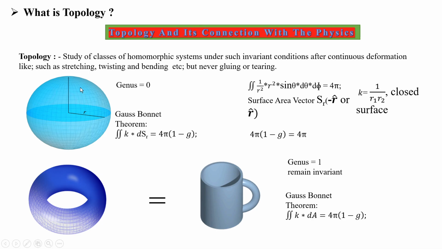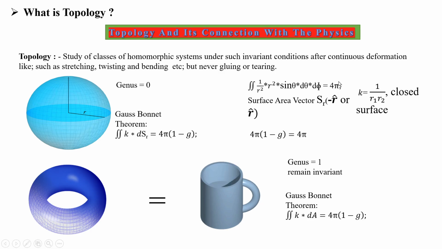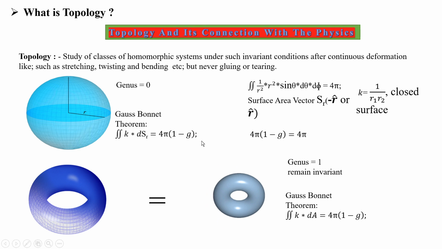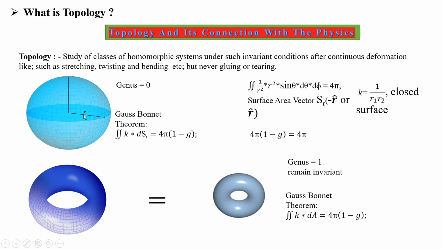And this is the example of the sphere, in which the genus is equal to 0. Applying the Gauss-Bonnet theorem here, this states that the surface integral is equal to 4 pi. So the Gauss-Bonnet theorem is applied here, and this states that the surface area of the sphere is equal to 4 pi.